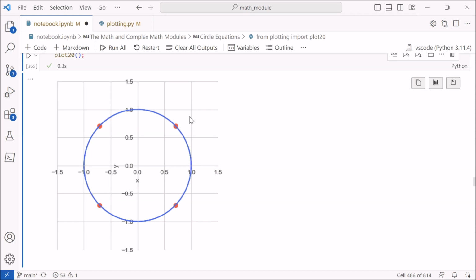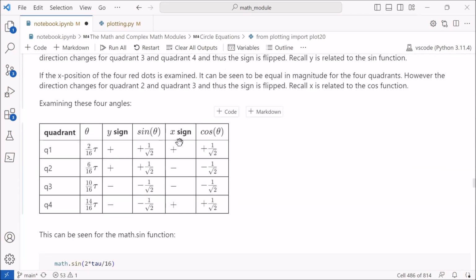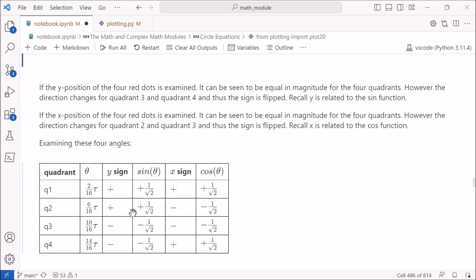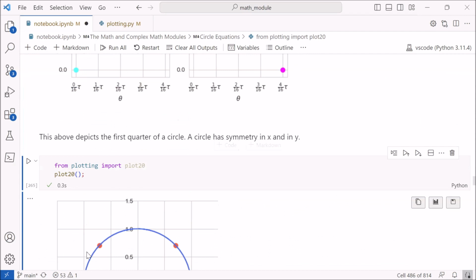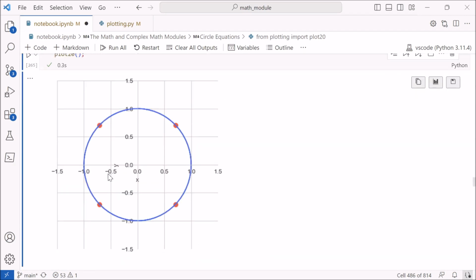Because it's a mirrored data point and it's on a circle, it's always going to have a radius of 1, and the magnitude of the x and the y value are going to be the same because it's a mirrored coordinate. So what this means is that if we take the y sign, it's positive in the first quarter, positive in the second quarter, then negative in the third and the fourth quarter.